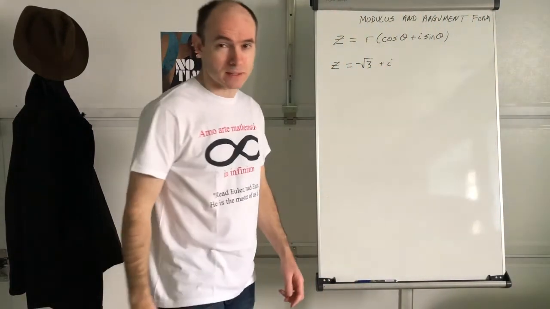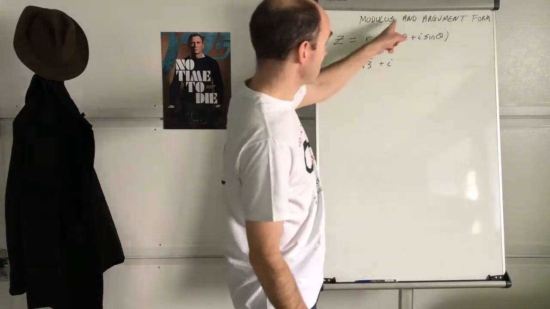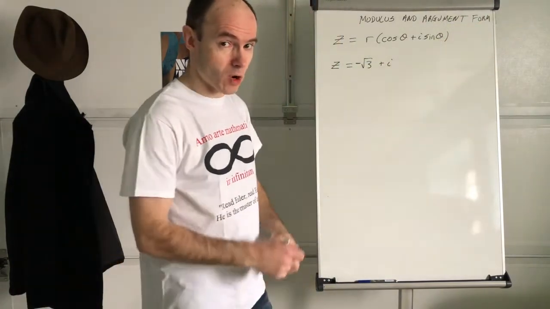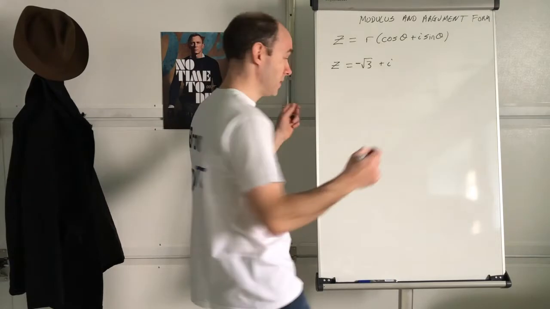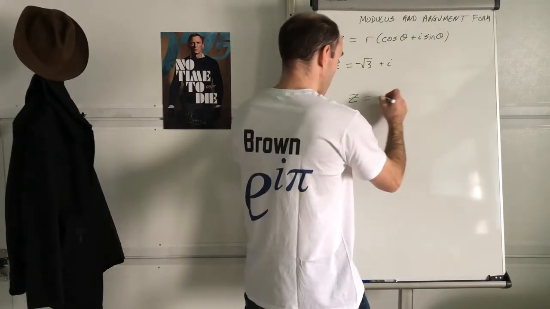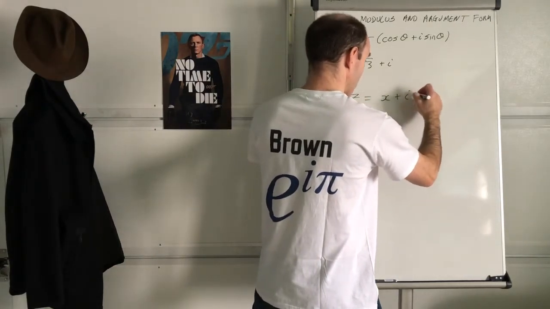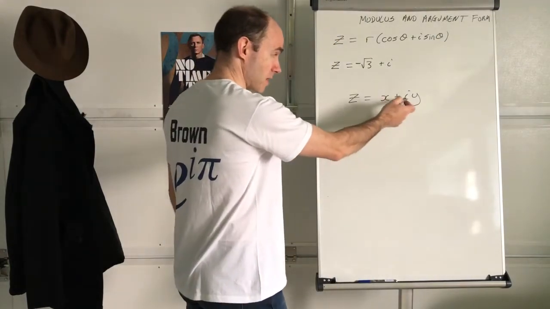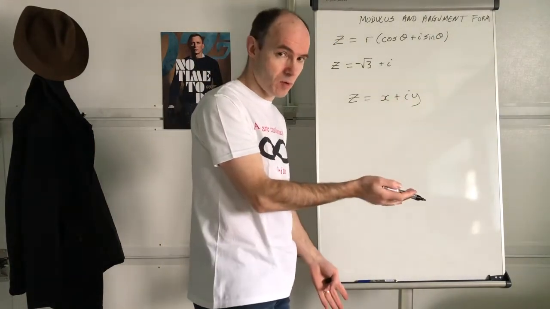Hi, welcome back. See how I've changed the title? Modulus-Argument form. What we do is we work out a complex number in Modulus-Argument form. So we can see that a complex number is like that, and we use x and y now. So z equals x plus iy. That's what we call Cartesian form.